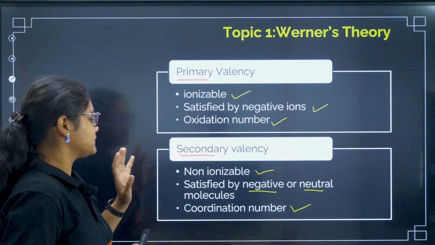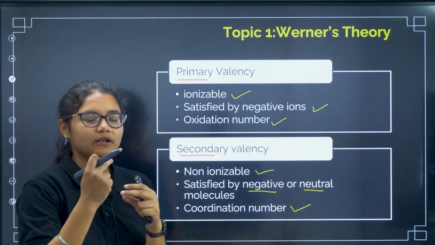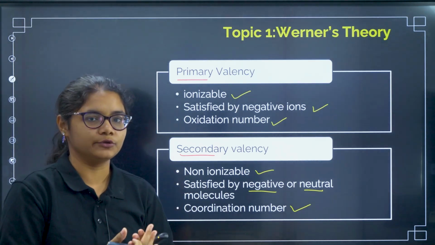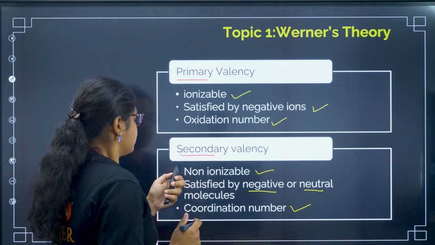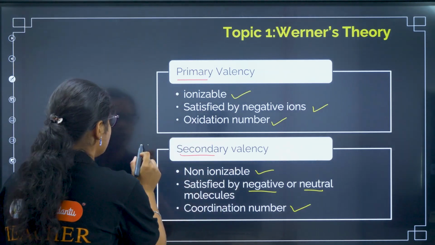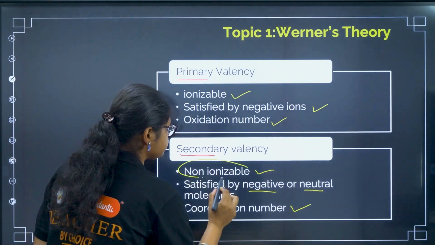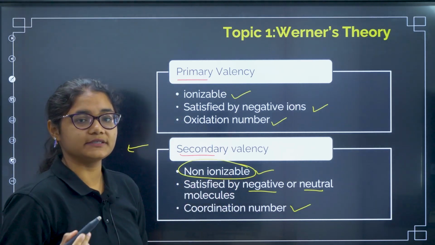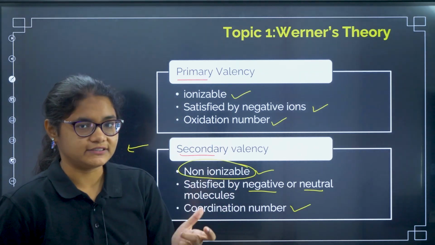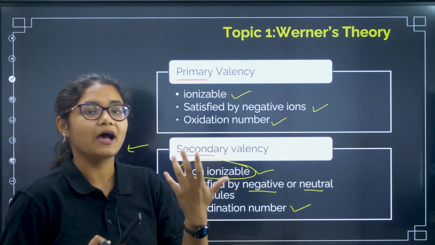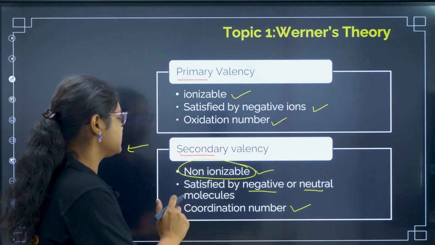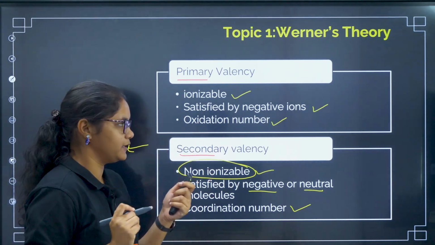So here you can expect a question like what information does primary valency give you, right? Some theory based question you can expect from this part. Then secondary valency, you should know that it is non-ionizable. From here you get questions like if we add some moles of AgCl, how much precipitate will form, or one compound will be given, how many ions can be formed from that. That is the part where you can get questions.